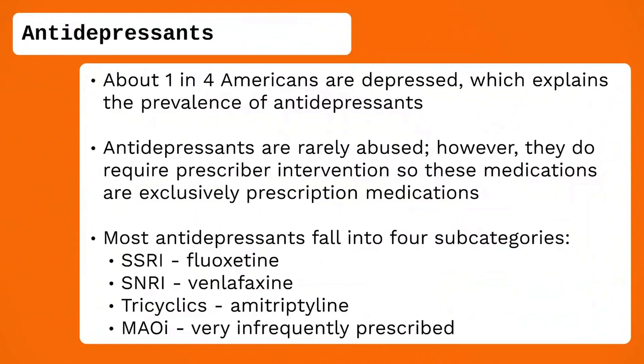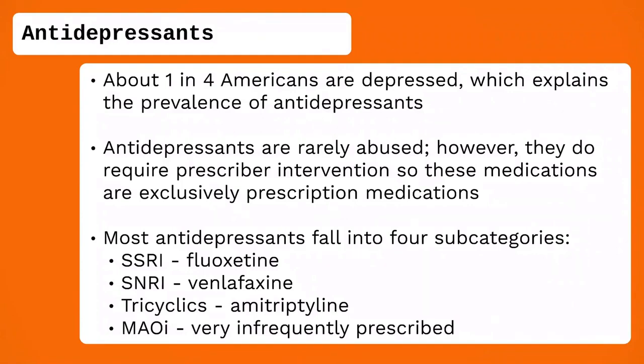When discussing antidepressants, it's super important for us to acknowledge that about 1 in 4 Americans are depressed, which explains the prevalence of antidepressants. Antidepressants are rarely abused, however, they do require prescriber intervention, so these medications are exclusively prescription medications. Most antidepressants fall into 4 subcategories. That's SSRI for fluoxetine, SNRI for something like venlafaxine, tricyclics like amitriptyline, and then MAOIs, which are very infrequently prescribed.